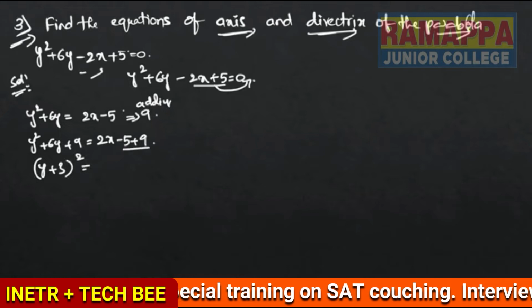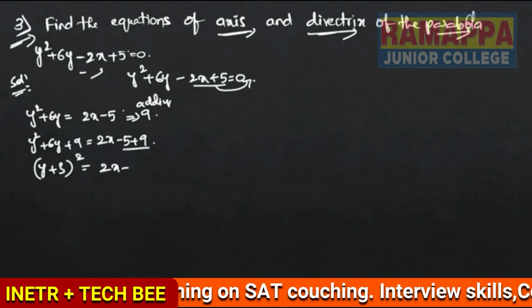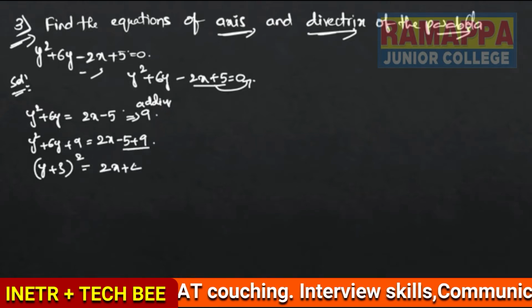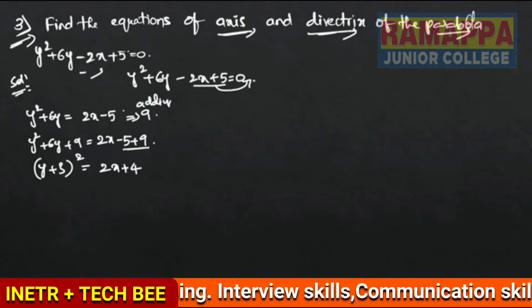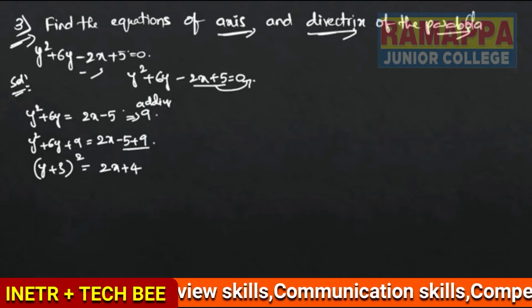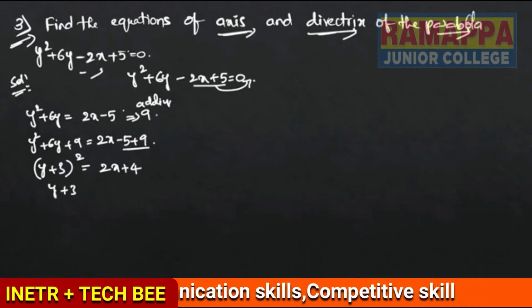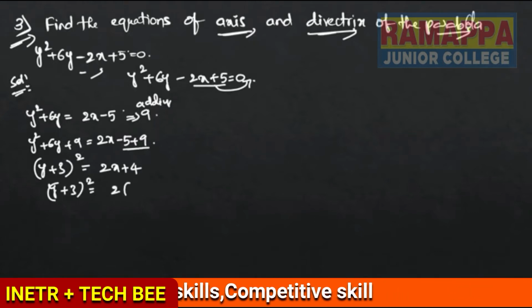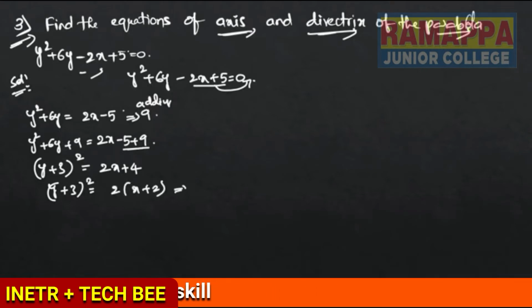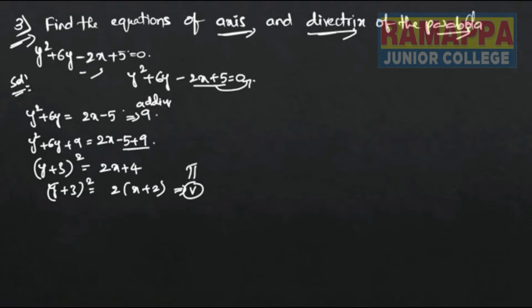Now on the right side we get 2x plus 4. So we can write it as y plus 3 whole square is equal to 2 into x plus 2. Now I will compare this equation with the fifth parabola on page number 109 of your textbook.